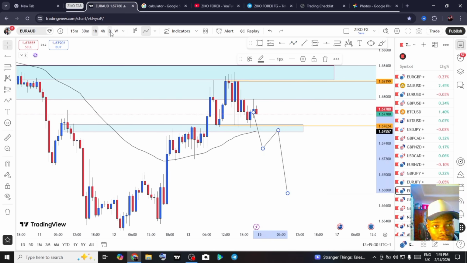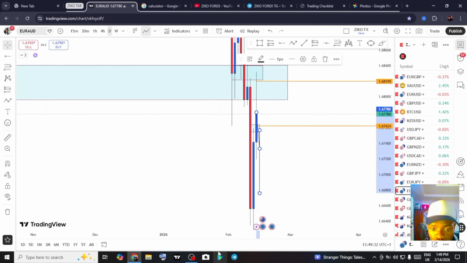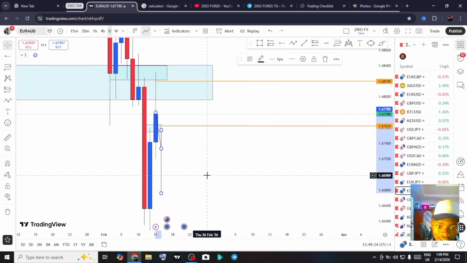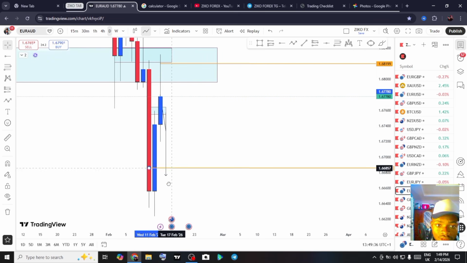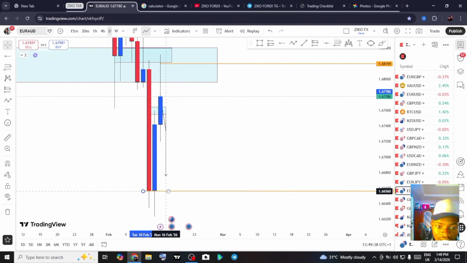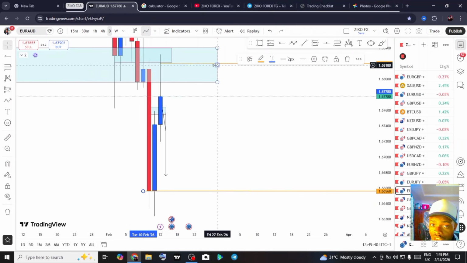Now let's go to the daily time frame again. I want to see where the structure points of the daily time frame are, and as you can see, this right here is going to be the structure points on the daily time frame, and that is going to be our take profit target. That is going to be our take profit target.